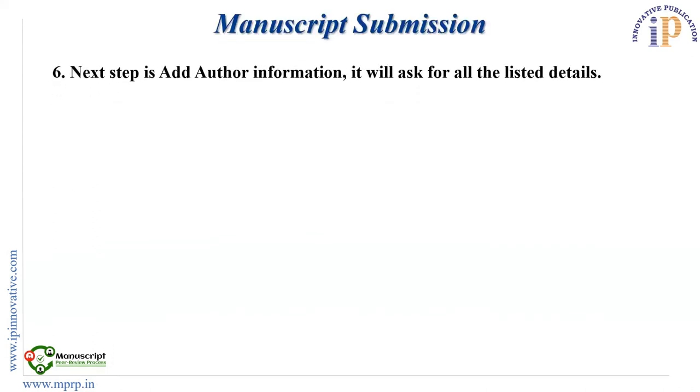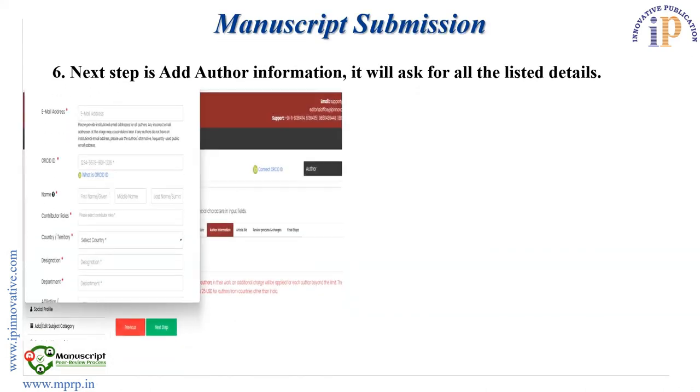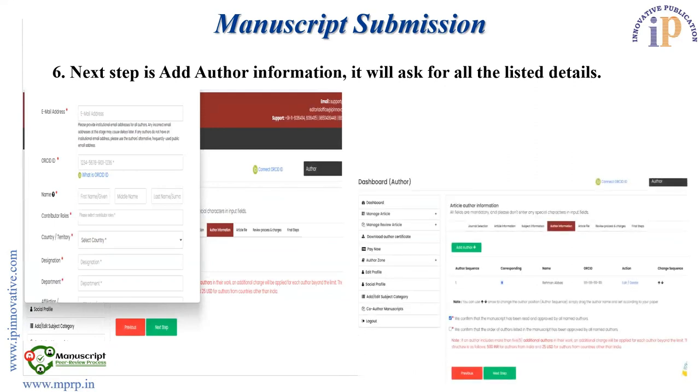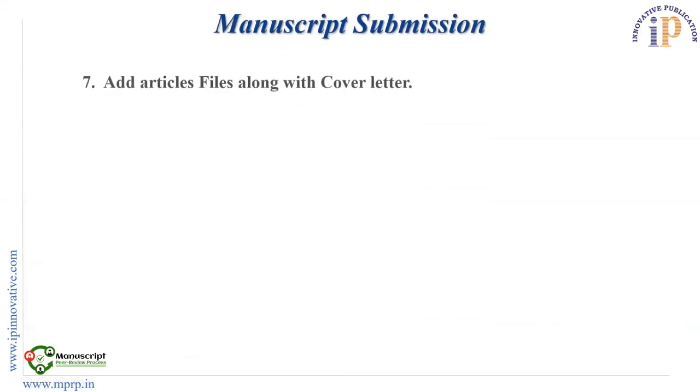Then author information, it will ask for the listed details, like who will be the corresponding author of the paper. So if, suppose, I am adding three authors and author number one is the corresponding author, I'll be pointing out corresponding here, and after confirming all the terms and conditions, I'll be moving to the next step. Next up is file upload.